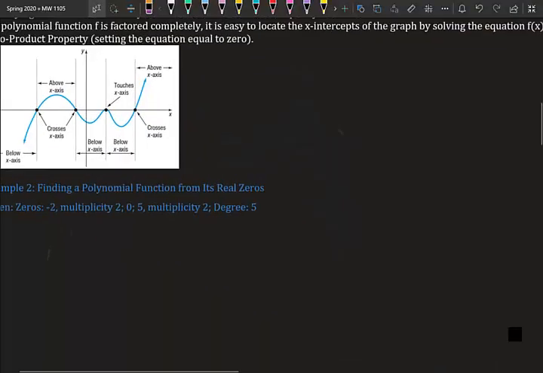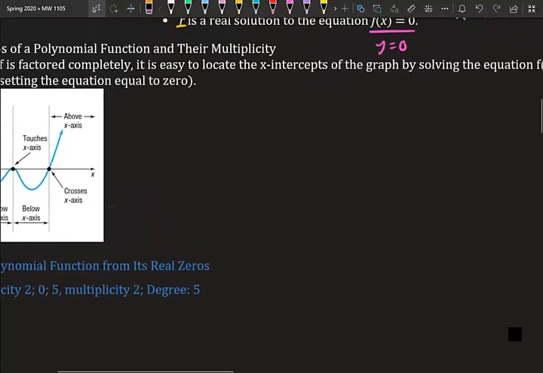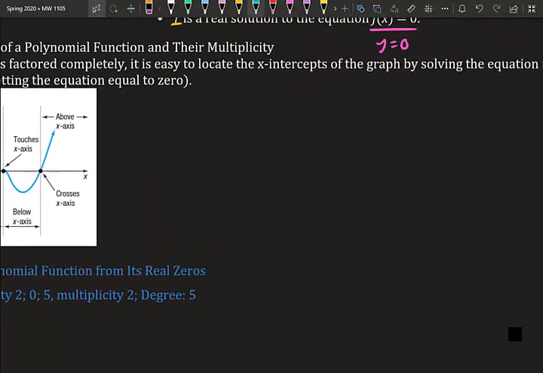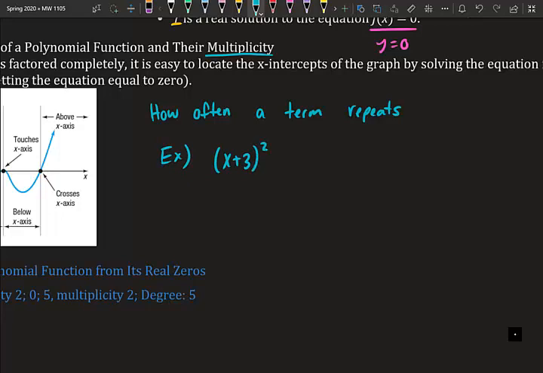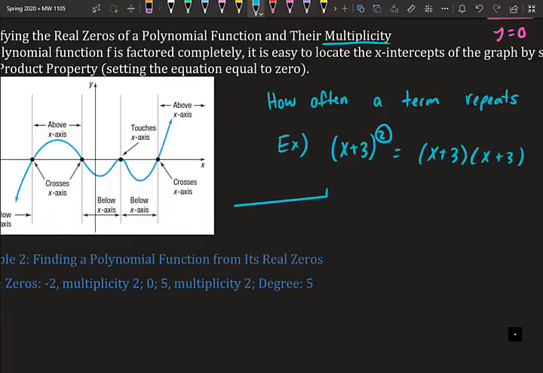Identify the real zero of a polynomial function and their multiplicity. Before we actually get to anything, let's talk about the word multiplicity. Multiplicity means how often something repeats. So that something in math is how often a term repeats. If we had x plus 3 squared, that's the same thing as x plus 3, x plus 3. You see how it repeats 2 times? So that means it would have a multiplicity of 2.